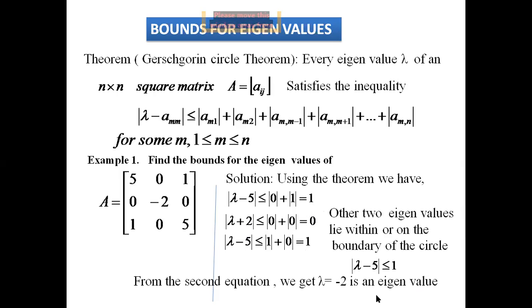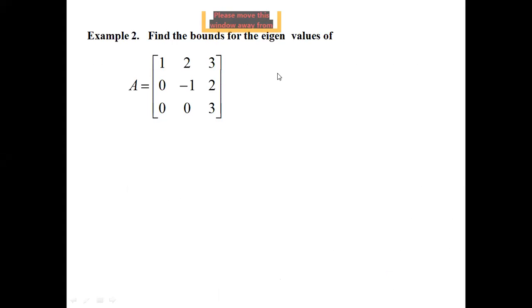So what this theorem states is that for a given matrix, the eigenvalues lie within a circle with center at 5 and radius 1. Within the circle, two eigenvalues lie, because from the second equation the right hand side is 0, so one eigenvalue is minus 2. For a 3 by 3 matrix there should be 3 eigenvalues, so the other two eigenvalues lie inside the circle. Like that, you can find the boundary for the eigenvalues. One more example you can try for this.